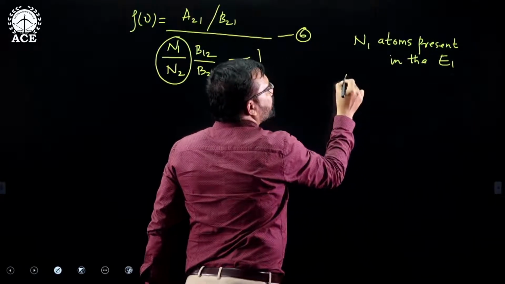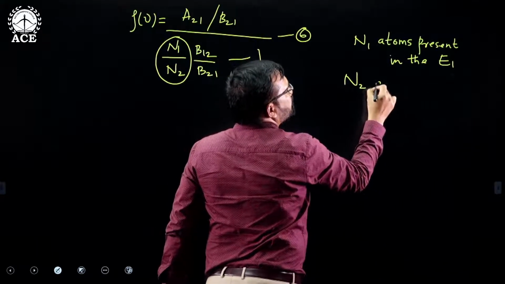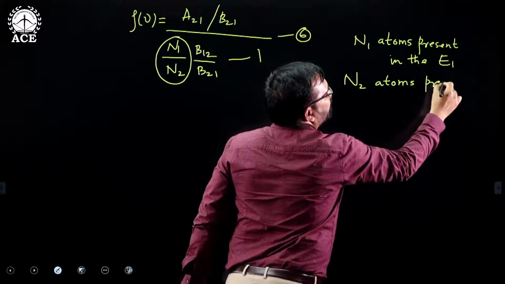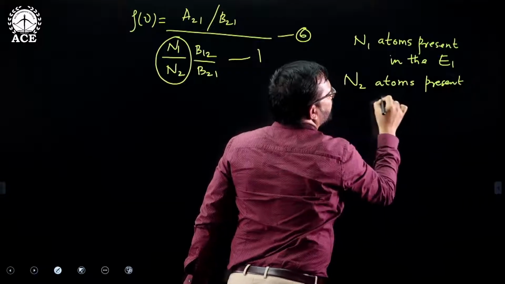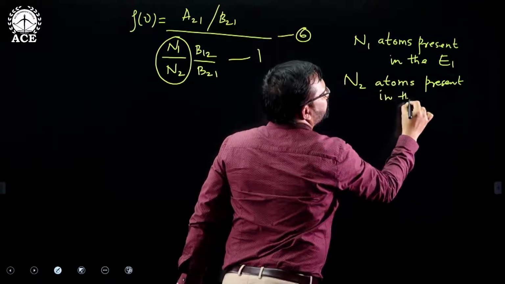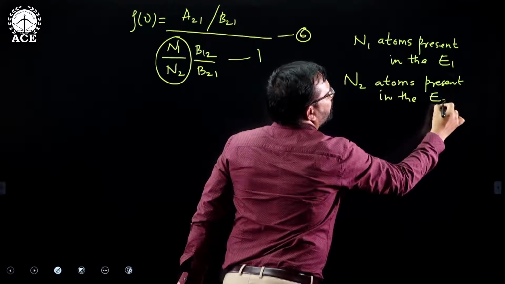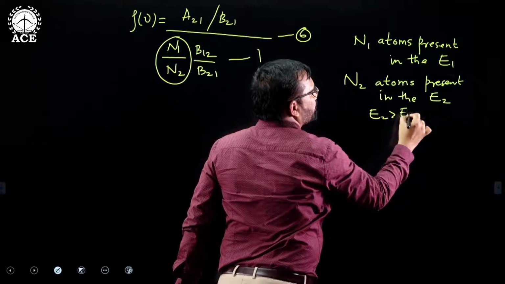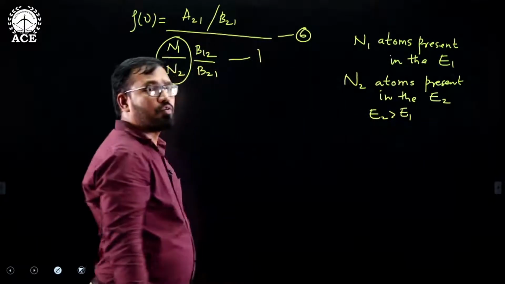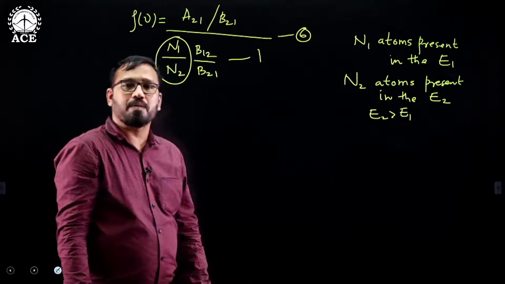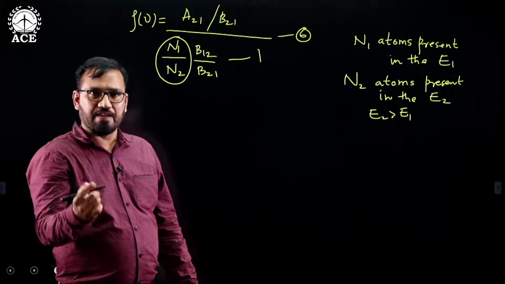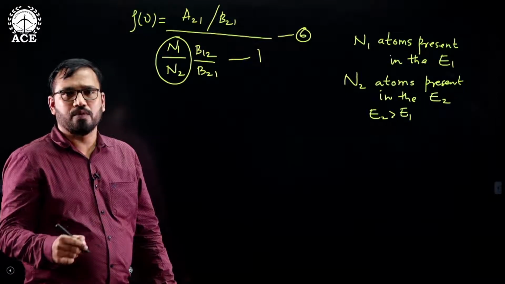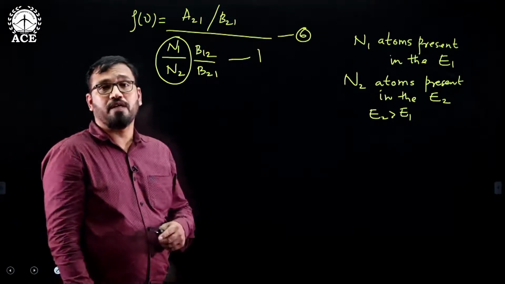So what is N2? The number of atoms present in the E2 level. So we know that E2 is greater than E1. We have to know how many atoms are present in the E1 level, the value of N1, and next the value of N2. So how can we get the values of N1 and N2?